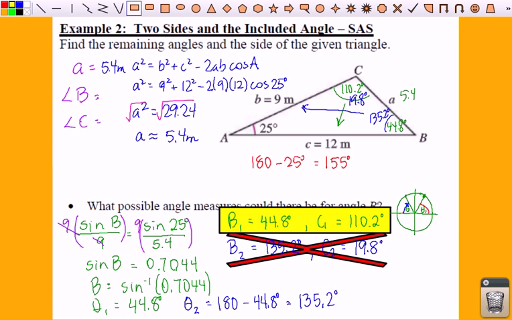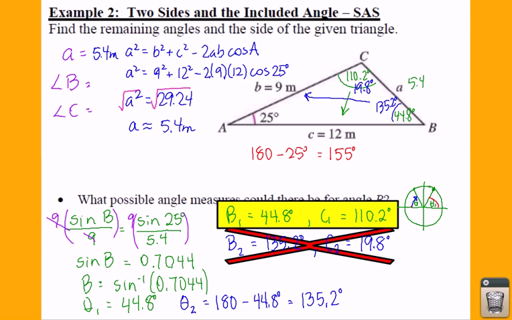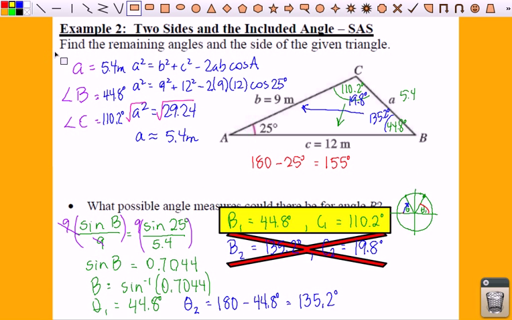these two values. So we're going to plug those into our answer up here. So angle B would have to be 44.8 and C would be 110.2. So you get your solution of your side A, your angle B, and your side C.